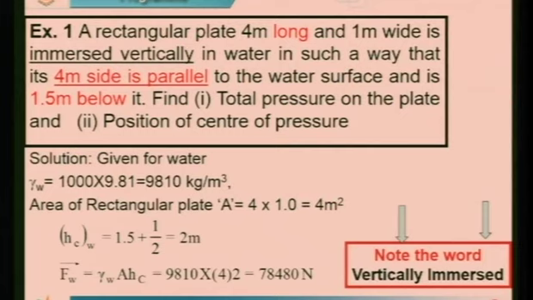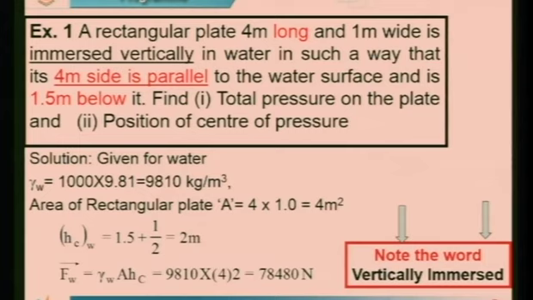Given gamma W, the specific weight of water, as 1000 into 9.81 as shown in the slide. Area of the rectangular plate, I think you are smart enough to calculate length into depth. What is the length? 4 meter. And what is the depth? It's 1 meter. So the area of the plate is 4 meter square.